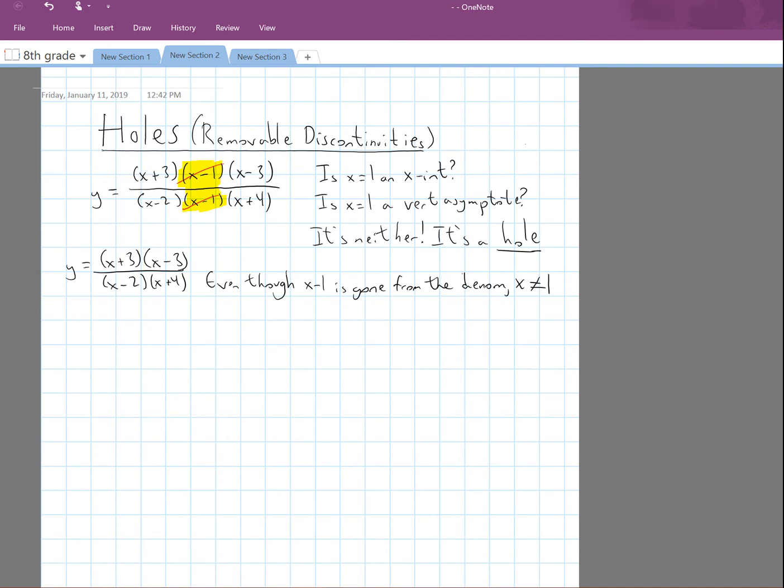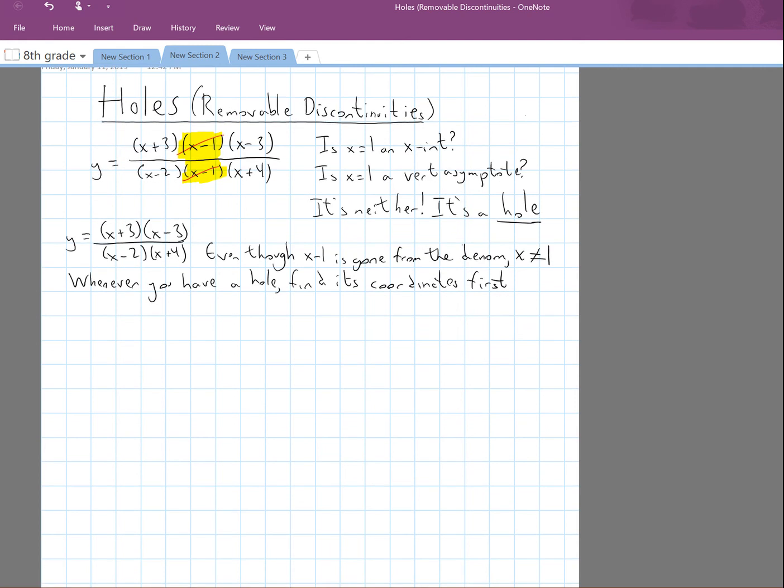So what I want us to do first is actually find, whenever you have a hole, right, which means you crossed out something in the numerator and denominator, you have to find its coordinates first. And what I mean by that is plug in that value of x.